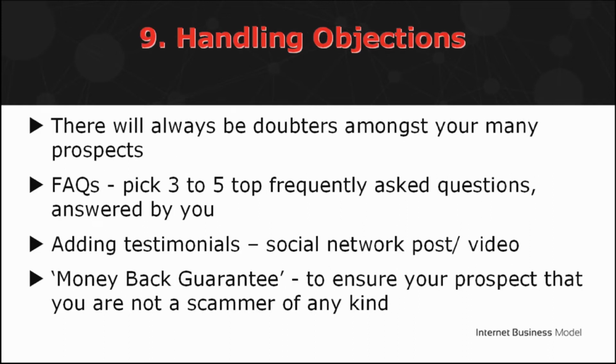Next is handling objections. There will always be people who doubt amongst your prospects. The solution to this is to identify the top 10 or 20 questions you think your customers will ask and address them in your copywriting. We call this the FAQ, or frequently asked questions. Write those questions down and start answering them. Pick the top 3 to 5 frequently asked questions answered by you and put them right after your solution.